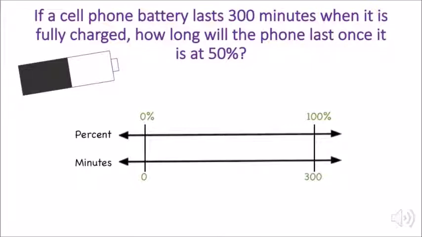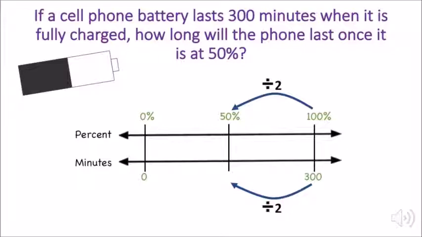Since the problem is asking for 50%, we need to place 50% on the percent number line. Since 50 is halfway between 0 and 100, 50% should be halfway between 0% and 100%. If I now look for a multiplication or division pattern, I see that I can divide 100% by 2 to get to 50%. So to find 50% of 300 minutes, I need to divide 300 by 2, which gives us 150 minutes. Therefore, 50% of 300 is 150.